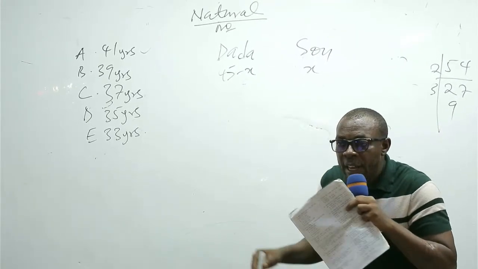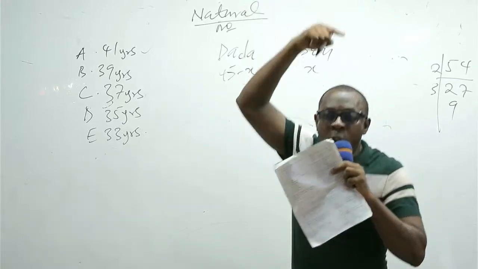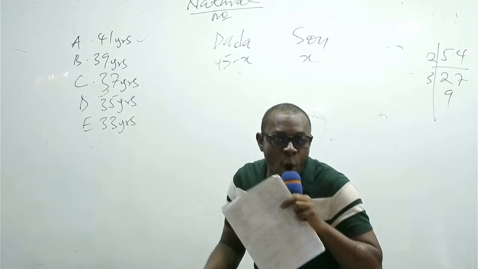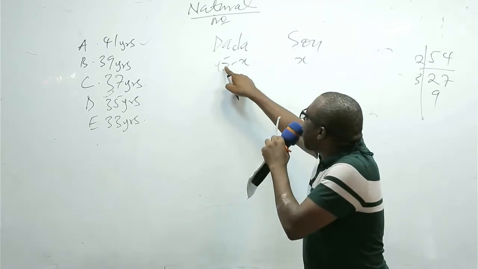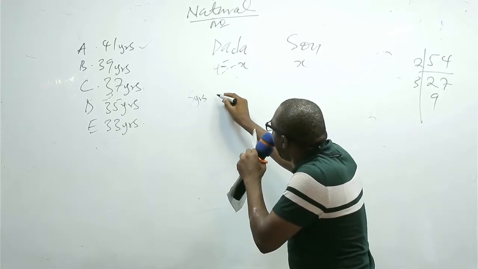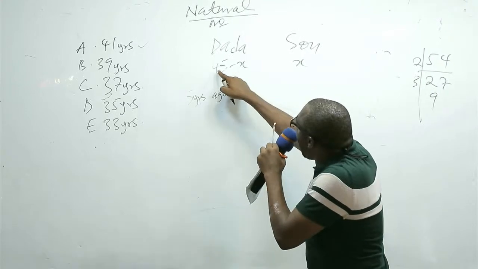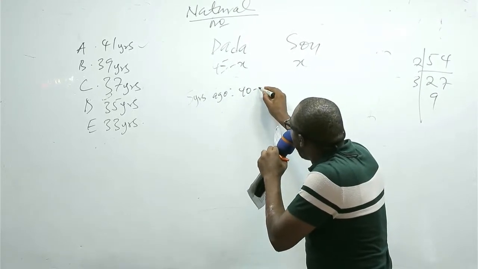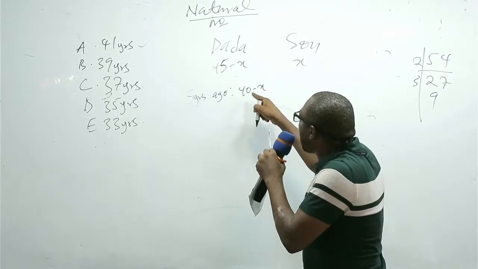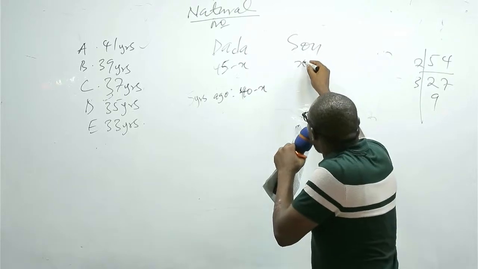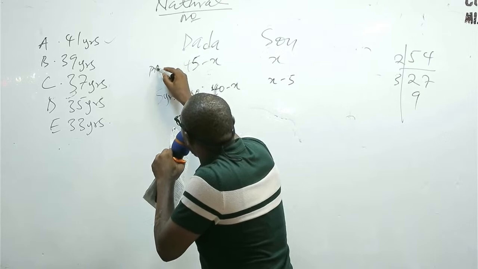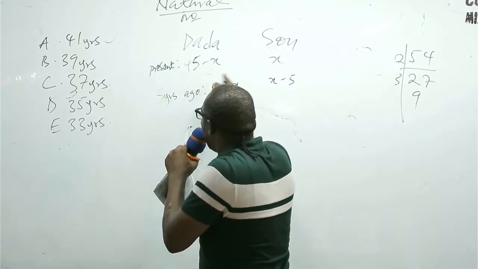Are we there? Here now, what happened? 5 years ago, it means you are going back. If you are going back, it is what? So, subtract 5 from here. 5 years ago, what will happen to this man? 40 minus X. You know why it is 40 minus X? I have subtracted 5. Then 5 years ago, this one will be X. This one is present. This one is the present age.